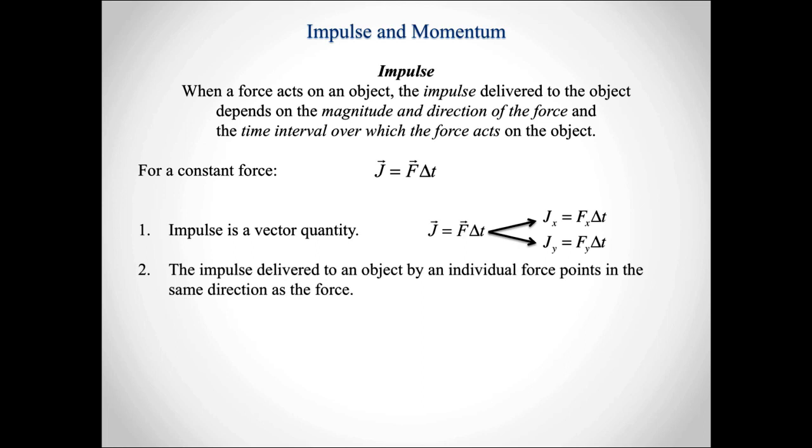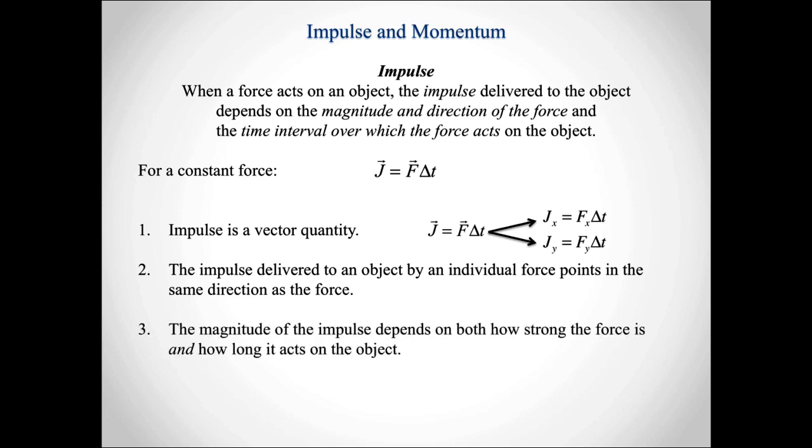Since delta t is always going to be positive, the impulse that's delivered to an object by the individual force has to point in the same direction as the force. So if your force points to the right, the impulse exerted on that object must also point to the right. So the impulse and the force exerting that impulse have to point in the same direction. So that tells us about direction.